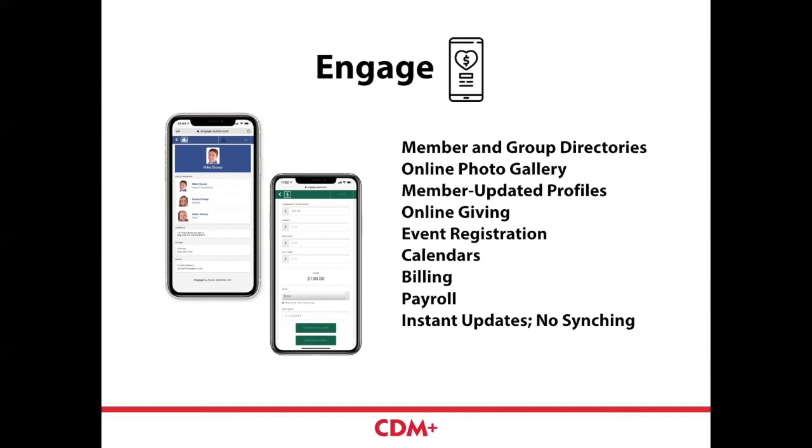They can view calendars. If you're using accounts receivable for school tuition billing or any other type of billing, bill payments can be done through Engage. Employees can view their pay stub history information through Engage as well. Engage is automatically updated when those are pushed out. No syncing is necessary.